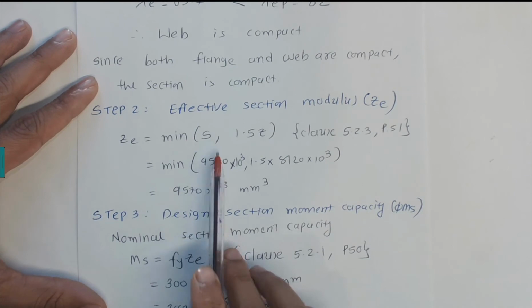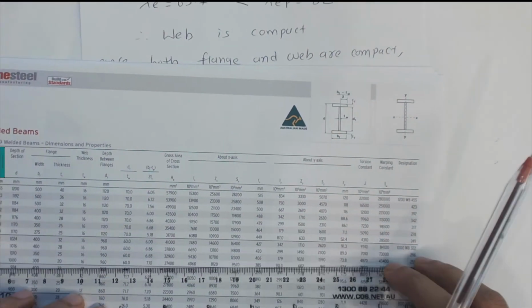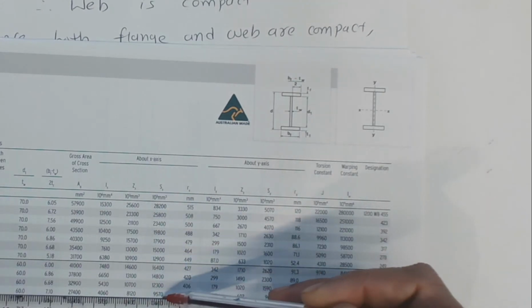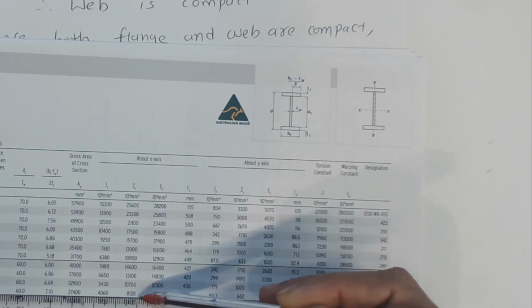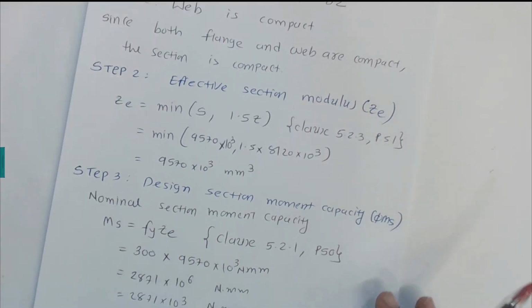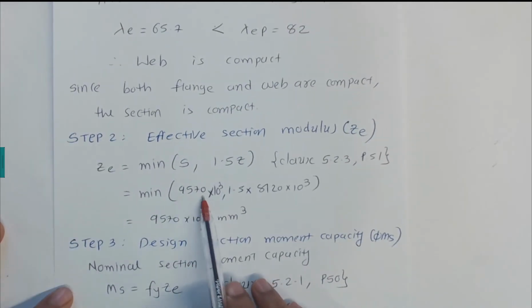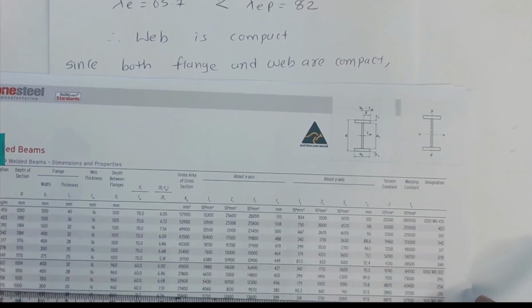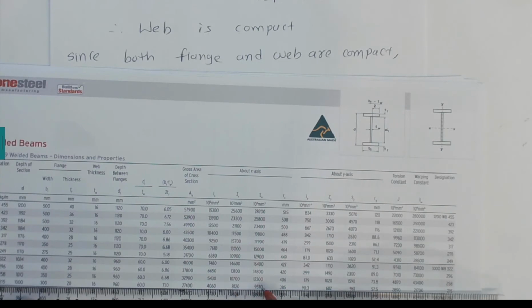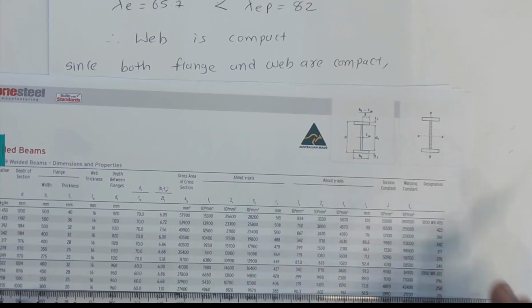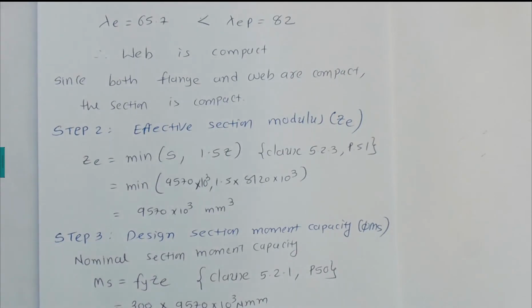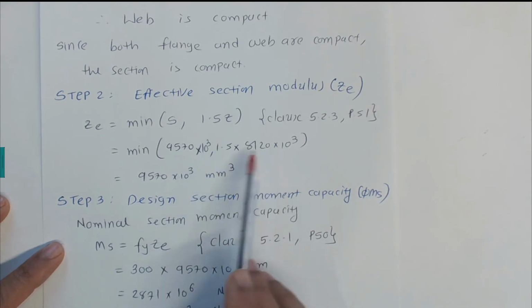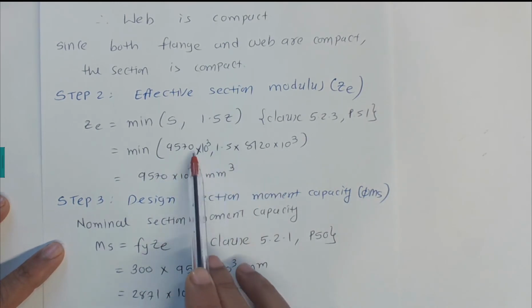Now for the minimum of S and 1.5 Z, S can be found here. It's the strong axis, as I mentioned in the question. So Sx is 9570 and Zx is 8120. So I substitute here 9570 times 10 to the 3 and 8120 times 10 to the 3. Please note this 10 to the power 3 is for both Zx and Sx; we have 10 to the power 3 written on the top. Once you substitute these S and Z values, we can find the minimum value between the two, which is 9570 times 10 to the power 3 millimeter cubed.